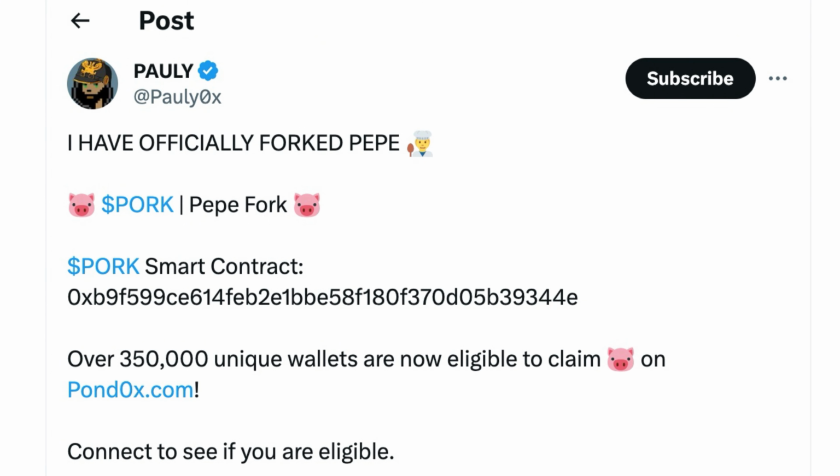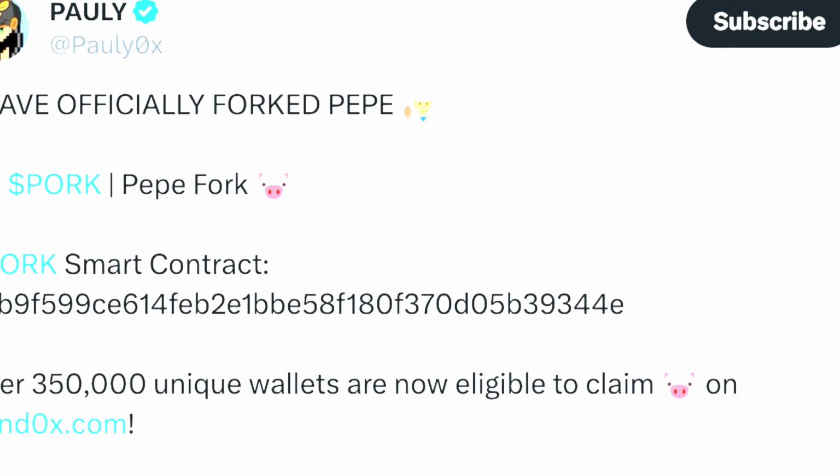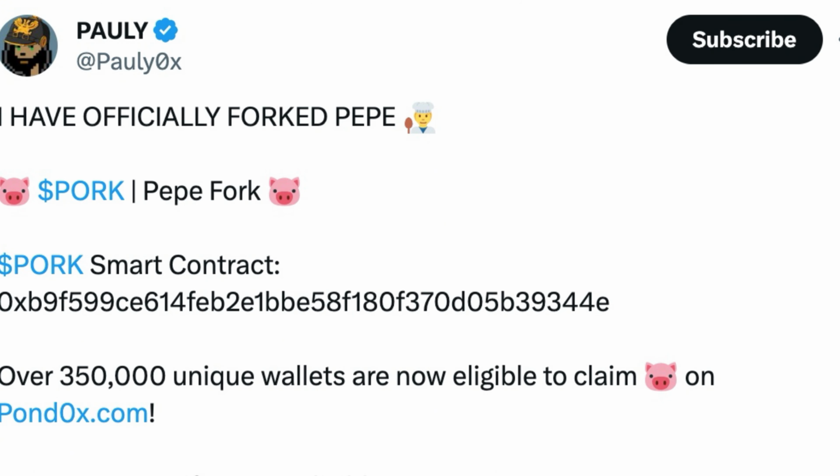So without a doubt, Pork is still a meme coin, similar to Pepe, but nonetheless, it has done some crazy numbers in just under 24 hours. On January 29th at 11:35 p.m. Mountain Standard Time, that's where I'm at, Polly tweeted that he had officially forked Pepe, stating that 350,000 unique wallet addresses are eligible to claim Pork on Pond0x.com, which again is his decentralized exchange.